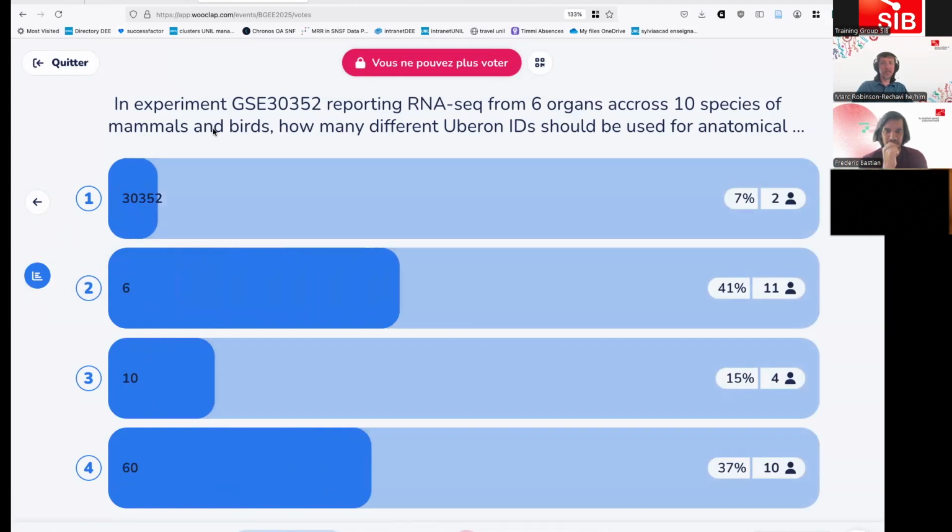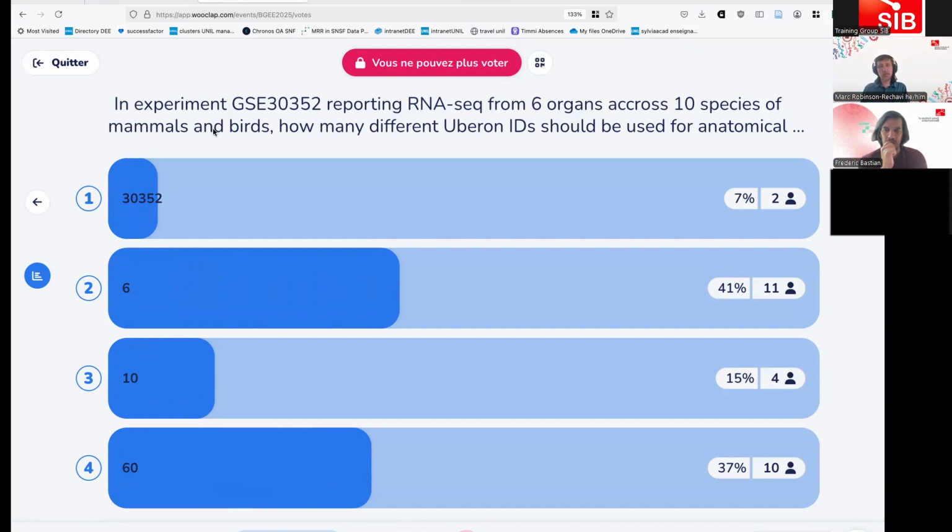Okay, so we have an even divide between 6 and 60. So these both have their logic. We have 6 organs and 10 species. And before we had Uberon, when we had an ontology of anatomy per species, we would have needed 60 identifiers of ontology, one for each species. And then it would have been very difficult to compare them.